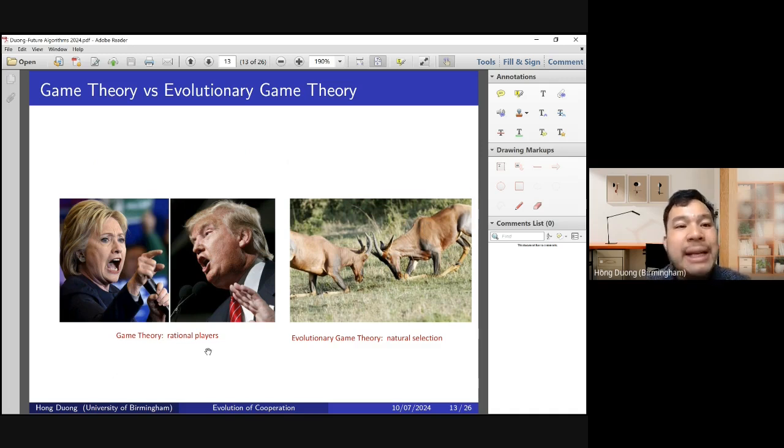So you might ask, what is the difference between classical game theory and evolutionary game theory? The key difference is that in classical game theory, the players are rational. They think, they anticipate what the opponent will do, and they make their decision based on what the other players do. This is very different from evolutionary game theory, where the players do not think. They are not rational players. The key driving force in evolutionary game theory is natural selection. That is the mechanism that drives the evolution. That is the fundamental difference between game theory and evolutionary game theory.